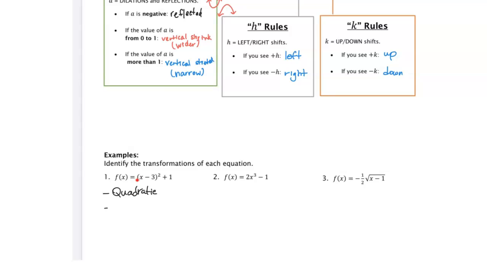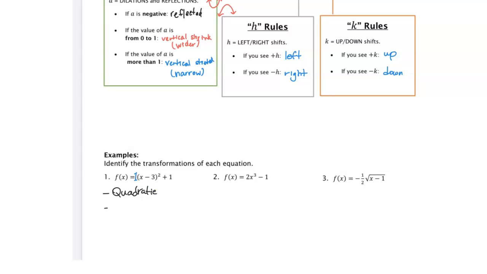The second thing that we can point out, let's look at those transformations. In front is where our A value would be. There is no number in front. So remember, if A is not visible, the default is that it's a 1. And since it's a 1, it really does not change anything. We don't have any stretches, no shrinks, no reflections. It's just the same as its parent function.